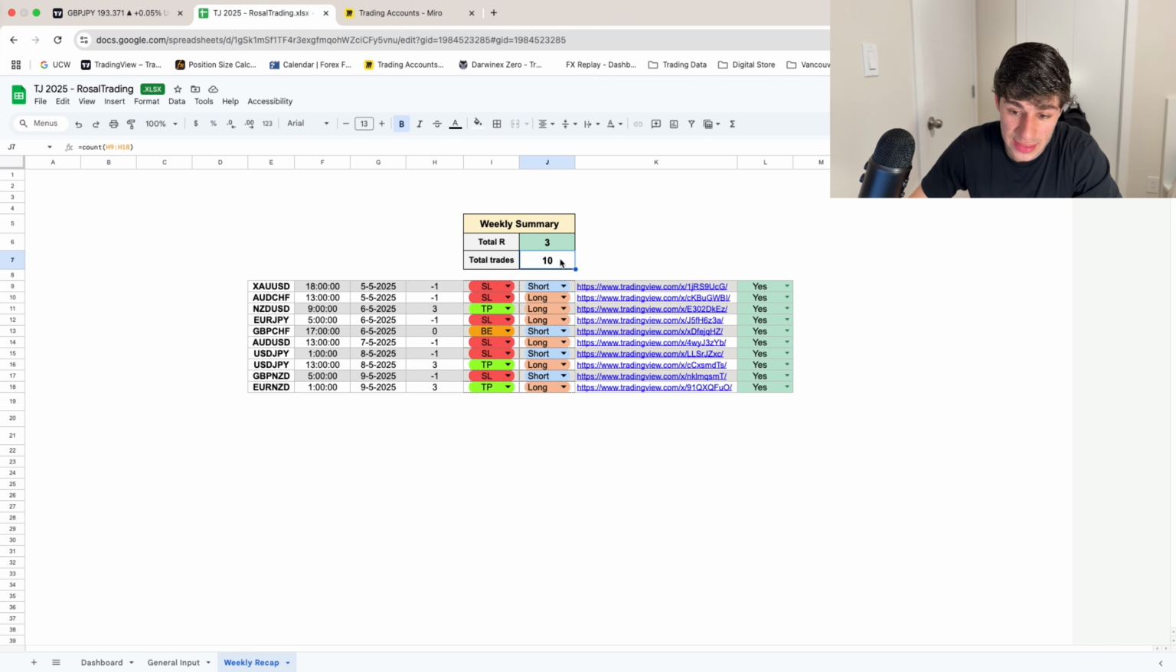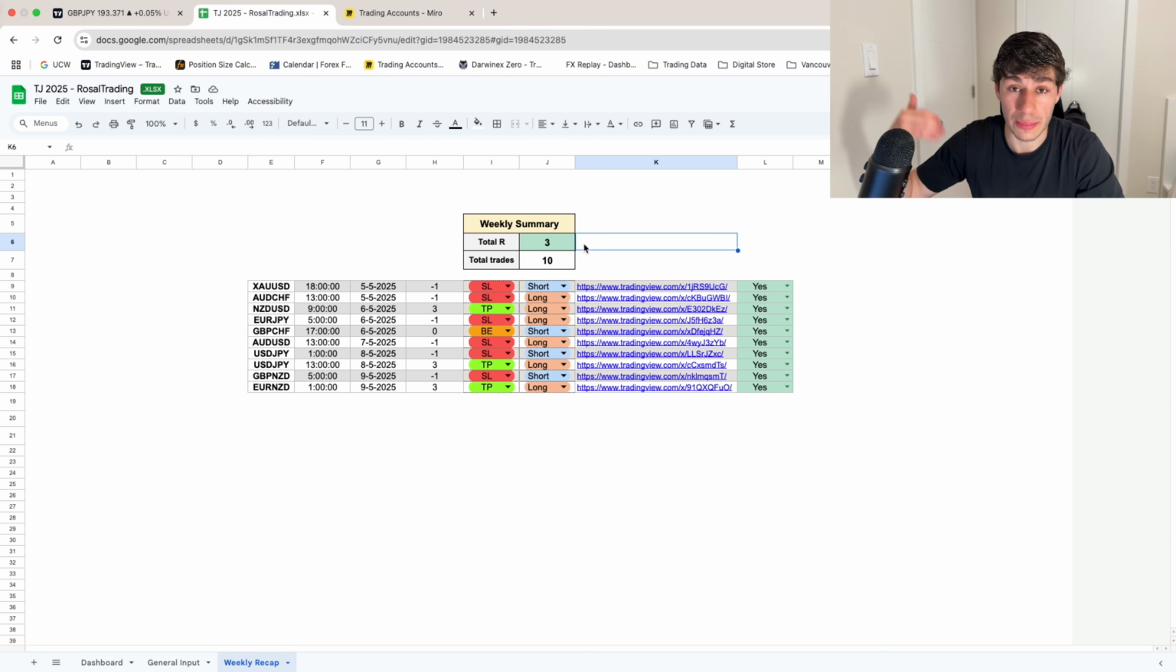And as you guys can see, 10 trades, and we ended up this week with a 3R in profit, which is honestly very, very nice. Steady returns. I'm not looking for very, very high returns, but consistent returns. So it's honestly very good.